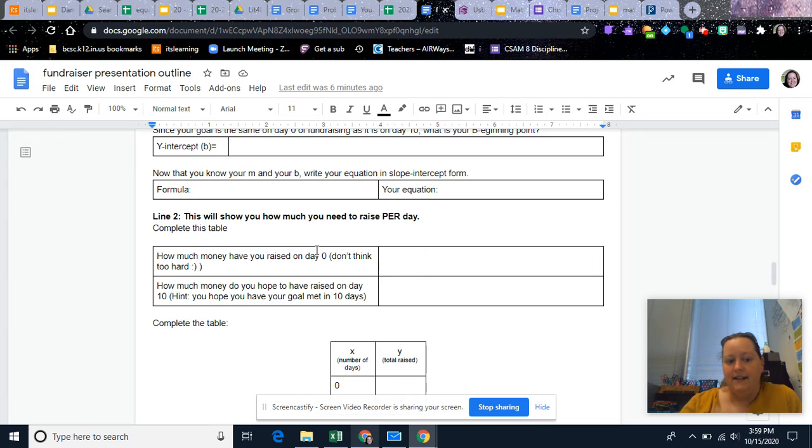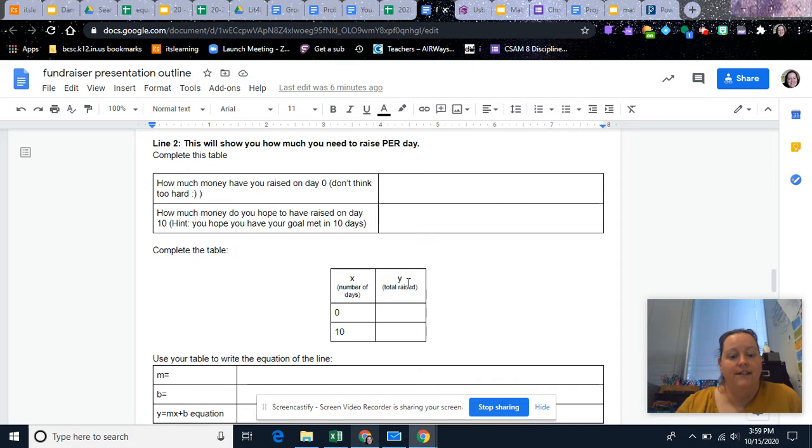So now let's think about the second line. This one is going to show how much you're going to need to raise per day. So how much money have you raised on day 0? Seriously, don't think about it hard because no one has raised any money yet. So your answer should be 0. This answer will be 0 for everybody. And then how much money do you hope to have raised on day 10? Well, my goodness, if you have a goal, that should be your answer. On day 10, you hope you will have your goal amount of money. So that should go there.